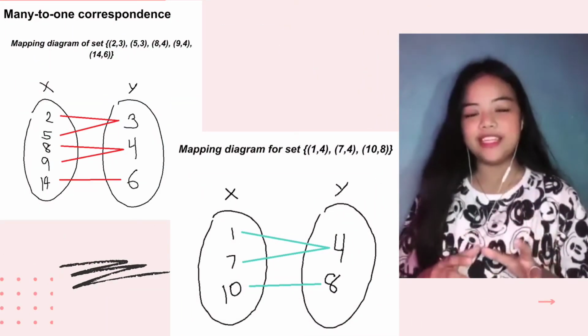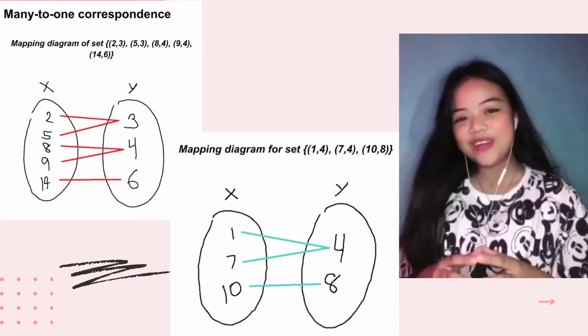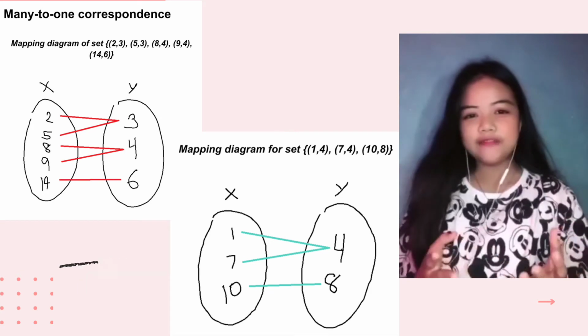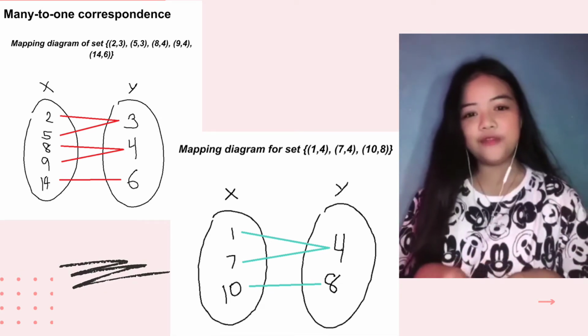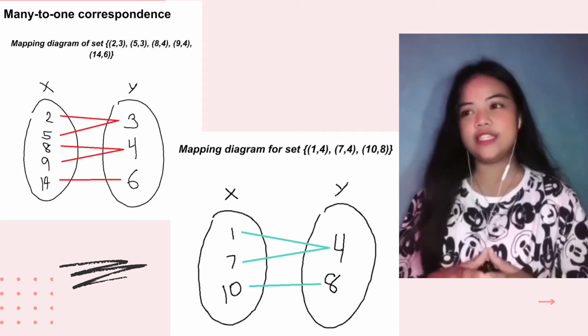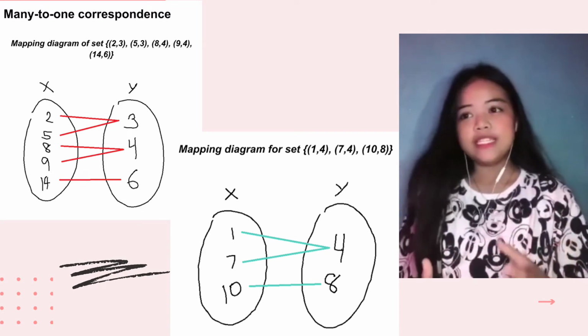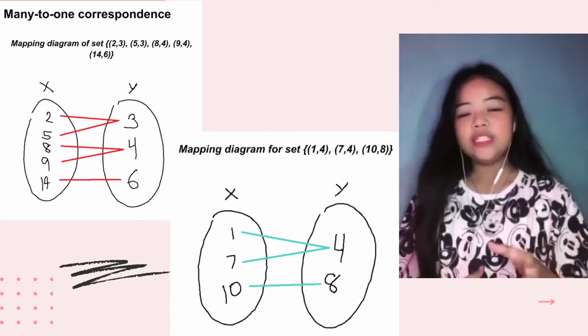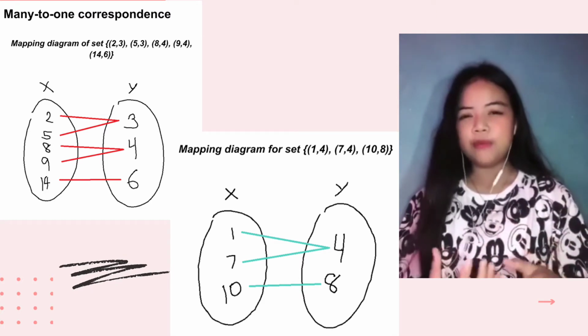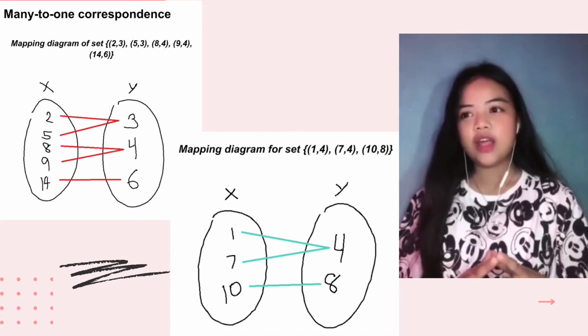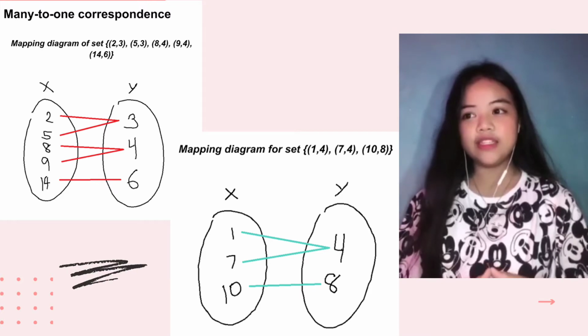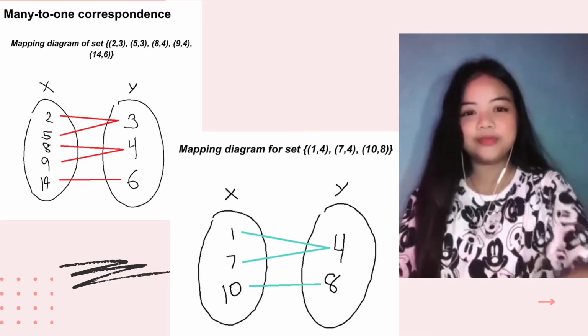Many-to-one correspondence. Mapping diagram of the set 2 and 3, 5 and 3, 8 and 4, 9 and 4, 14 and 6. X: 2, 5, 8, 9, 14. Y: 3, 4, 6. Based on the diagram, this is a many-to-one relation. Only the y values were shared by multiple x values. Many-to-one relations are also considered functions, since there are no domain elements that are shared or repeated.